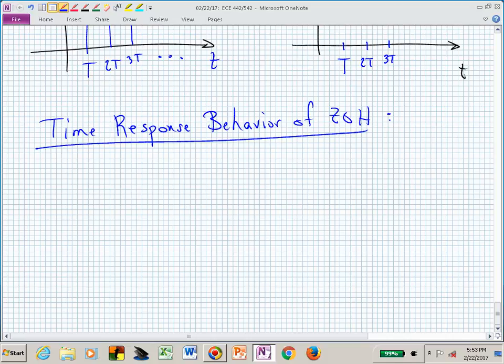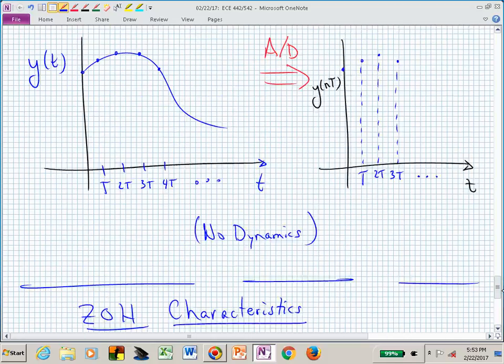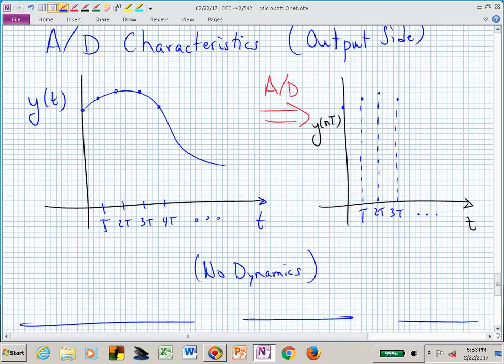Yes, so the question was, how does this capital T compare to this capital T? We're assuming that those are the same. In this class, we're going to have one sample period, and it's going to be the same throughout.